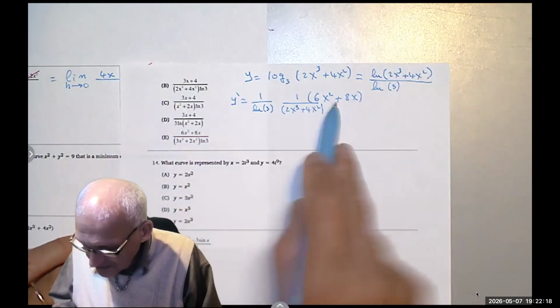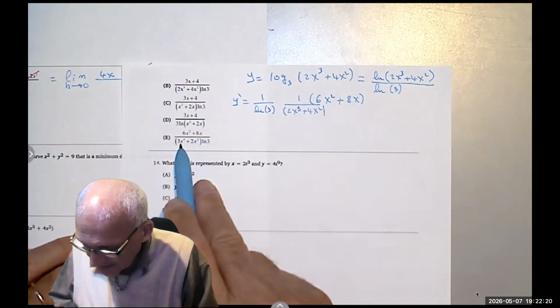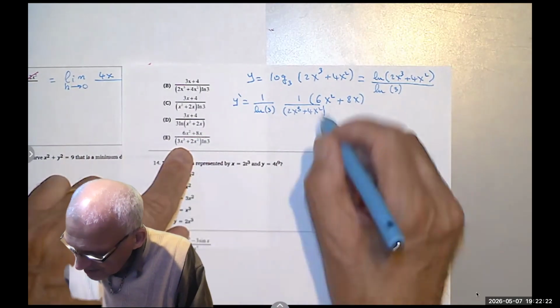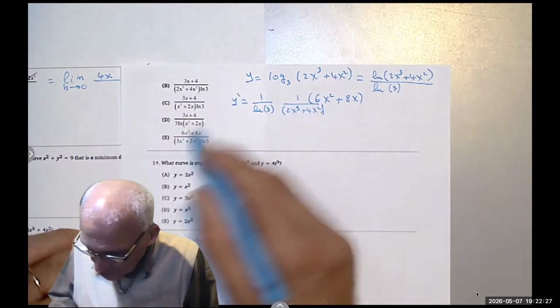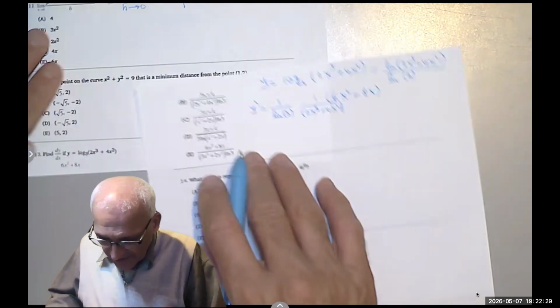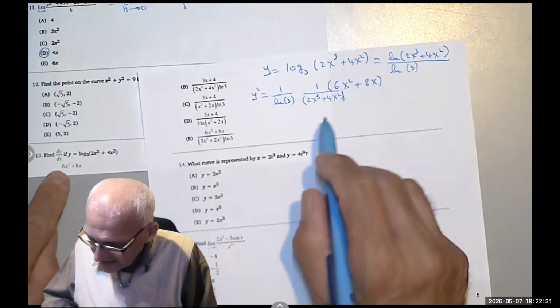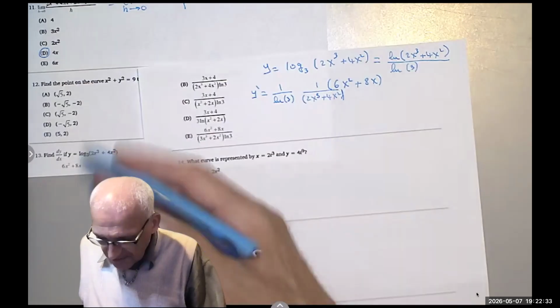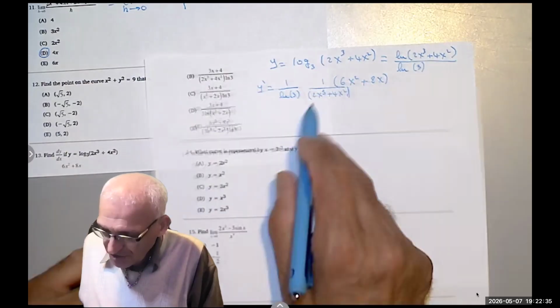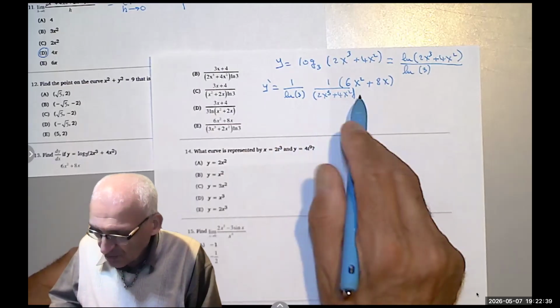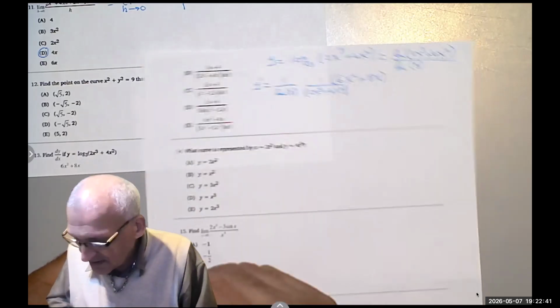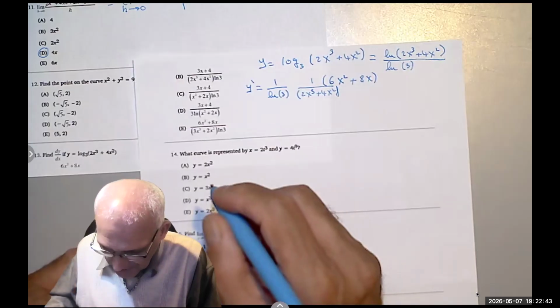This is plus 8x. Yeah, that's that. No, this is 4x squared, not 3x cubed. I don't know where the x cubed came from. So it must be A, because A has the correct numerator, but the denominator didn't print. It should be natural log of 3 times that, or that times natural log of 3. It doesn't matter. So it should be A.